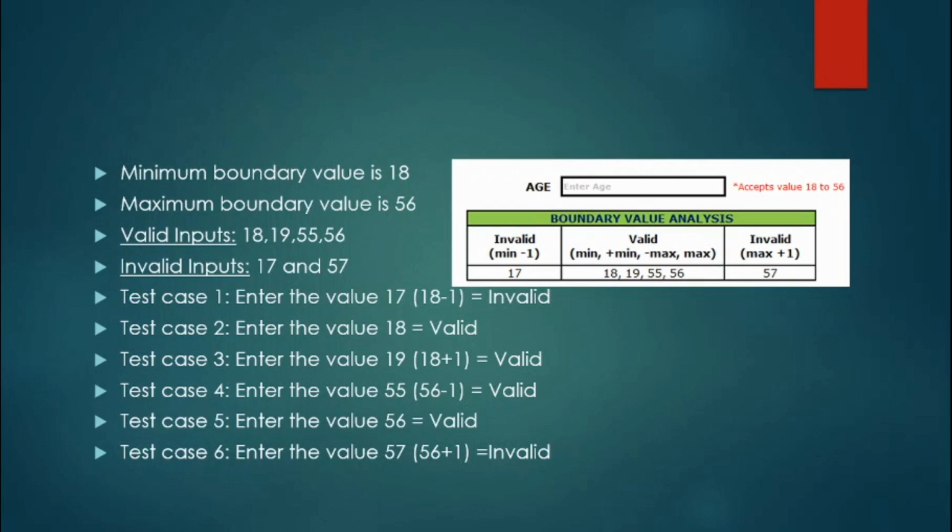Now if you enter the value 18, then your test is valid. If you enter 19, your test is valid. If you enter 55, your test is again valid. If you enter 56, your test is again valid. If you enter 57, then your test is invalid.